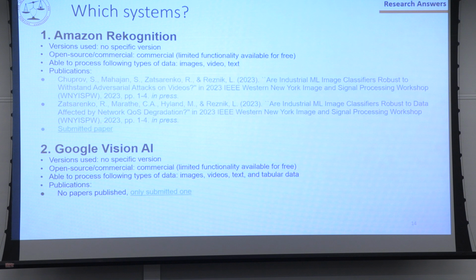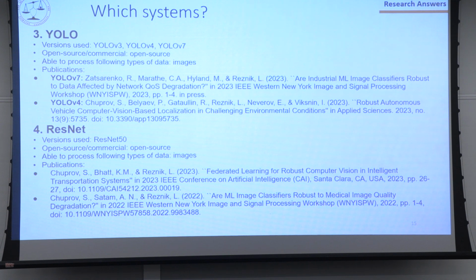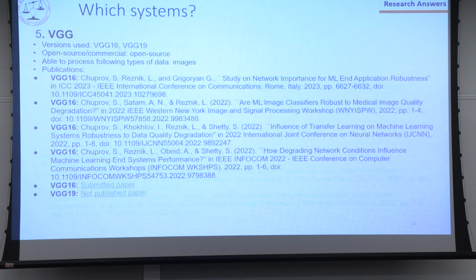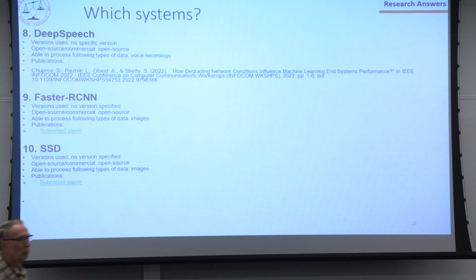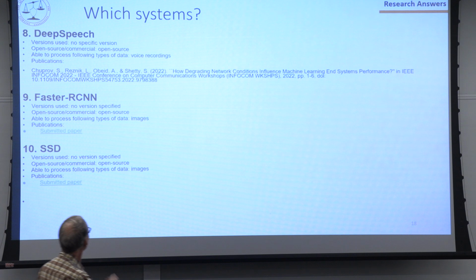Systems which we considered: Amazon Rekognition, Google Vision. We have not got a publication yet for Google Vision. Those are two commercial systems, and other systems are open source: YOLO, ResNet, VGG, EfficientNet, Inception, and those systems we used for image and video recognition. We tried some more, like IBM Deep Speech, used for voice transcription. And we tried a couple more which we used for sound recognition.